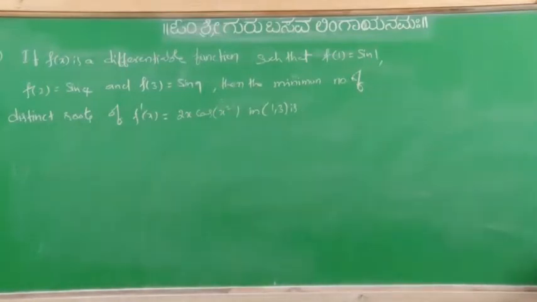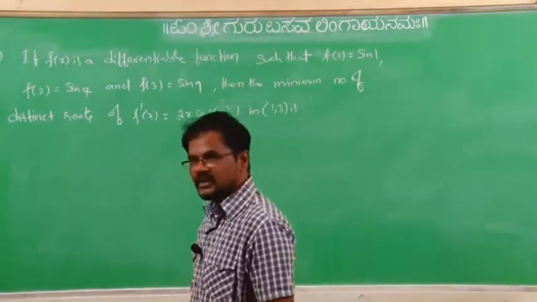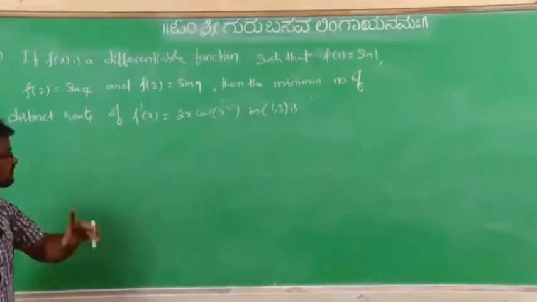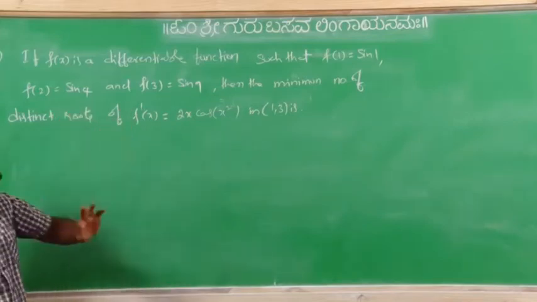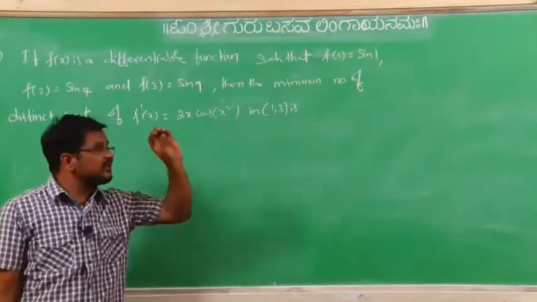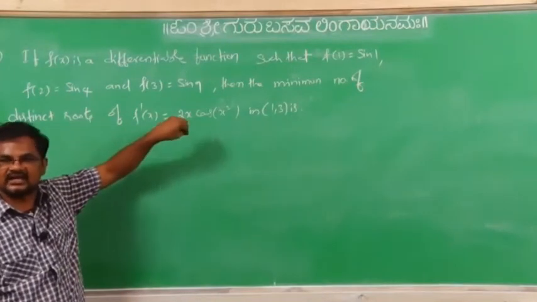Once you read the question carefully, this is also under selection of function. f is a differentiable function satisfying three conditions. What are they? f(1) equal to sin 1, f(2) equal to sin 4, f(3) equal to sin 9. Then the minimum number of distinct roots for this equation.